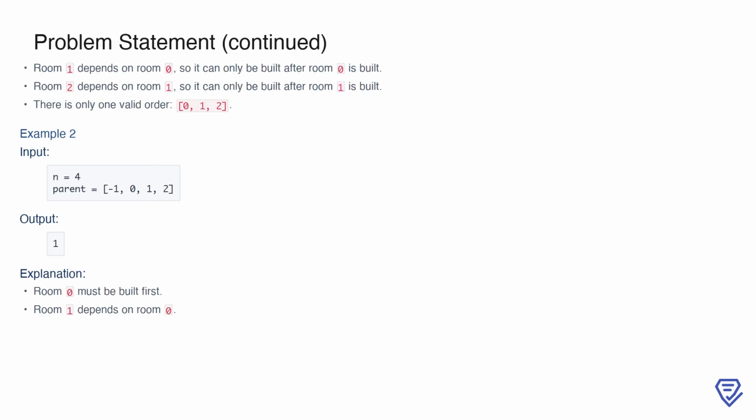In another example with 4 rooms and a parent array of -1, 0, 1, 2, the process is similar. Room 0, as the root, must be built first. Room 1 depends on room 0, so it can only be built after room 0. Room 2 depends on room 1, and room 3 depends on room 2. This creates another strict sequence, 0, 1, 2, 3, since there is only one valid order to build the rooms, the output here is also 1.